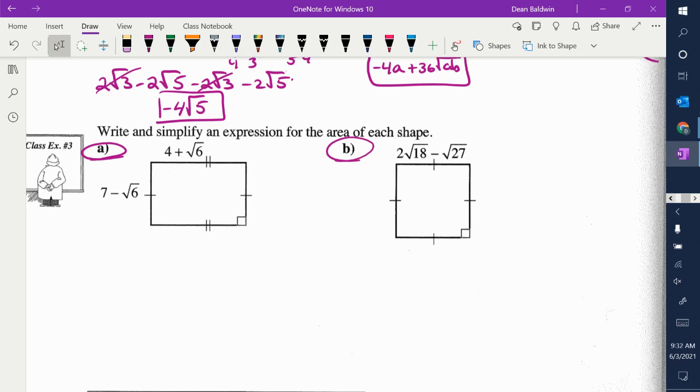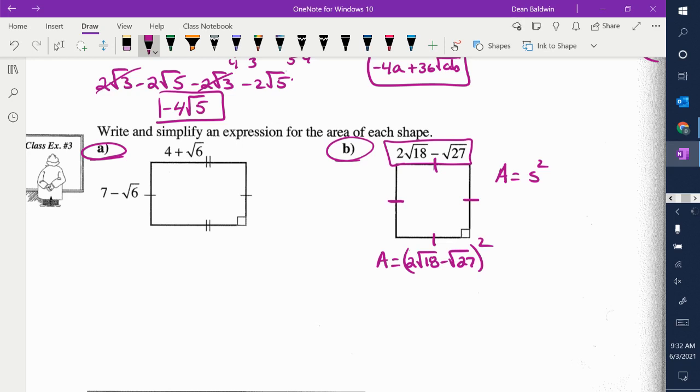So, how do you find the area of a square? That's the volume of a cube. Area is just length times width, right? And if it's a square, all the sides are the same. So the area is going to be the side squared. Okay, so if we know that one side is this length, and these, remember these symbols here mean all the sides are the same. So our area is just 2 root 18 minus root 27, all squared.